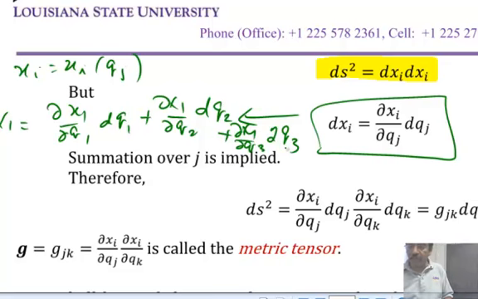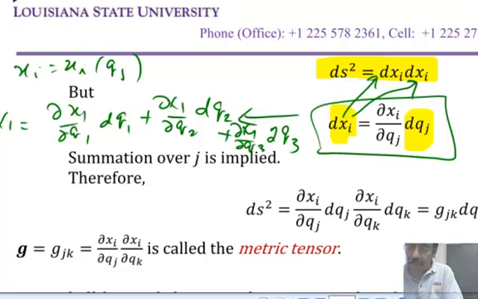So this is the chain rule that relates what happens in the x coordinate to what happens in the q coordinate. These are the two coordinate systems that we are relating. Okay, any questions so far? Now we are saying, okay, I'm going to take this and replace it in here and in there.